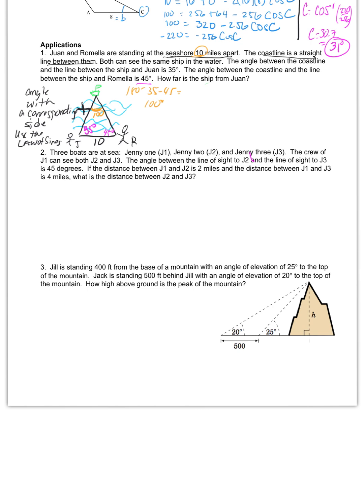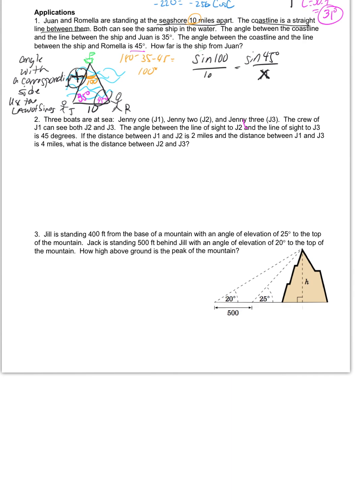So I want the law of sines: sine of 100 degrees over 10 equals, and since I want to find x, I'm going to have to use 45, sine of 45 degrees over x. Again, that's what I want to see. I want to see the setup before you put it in the calculator. Now just use your calculator and find an answer.